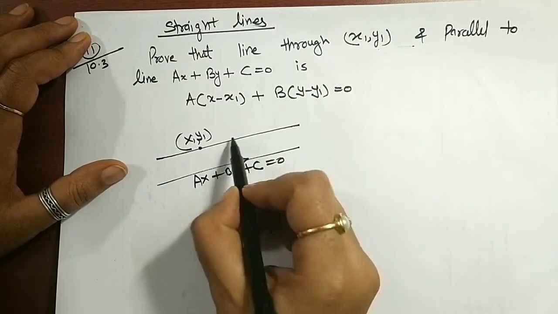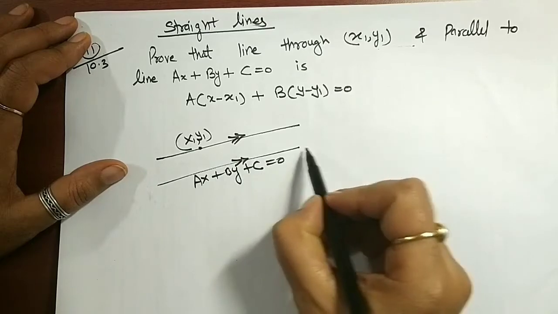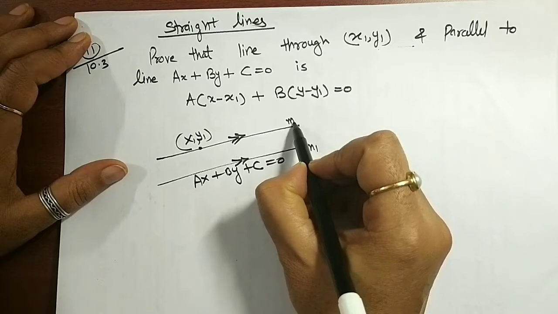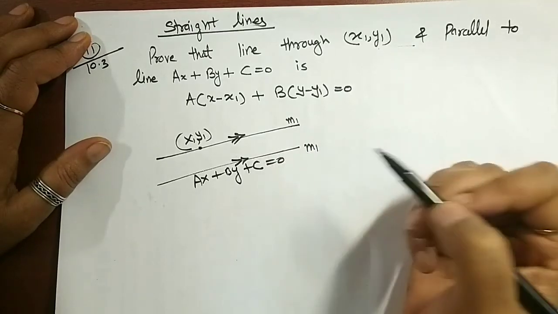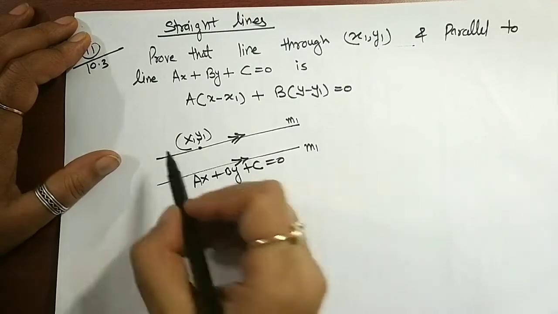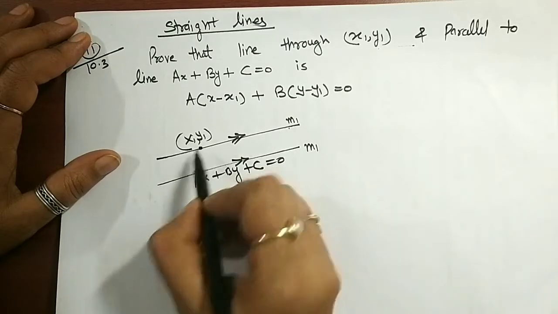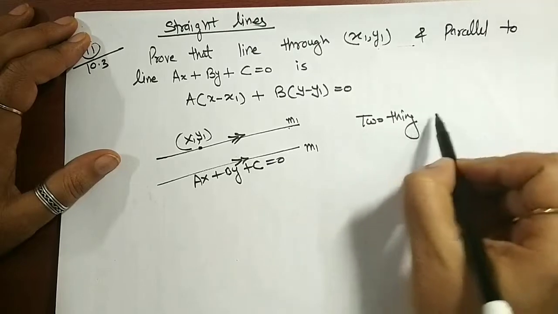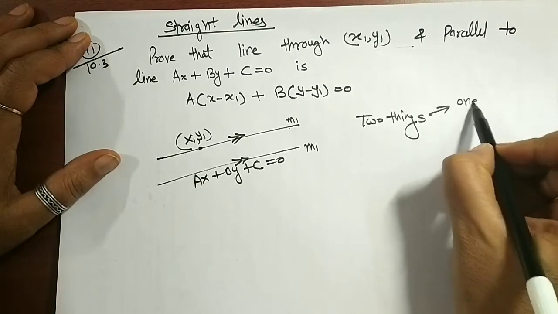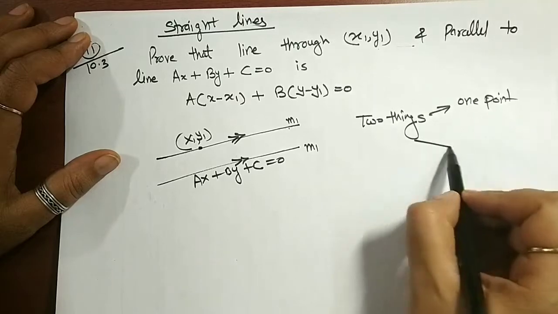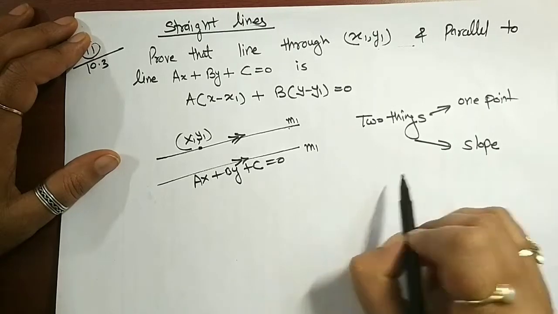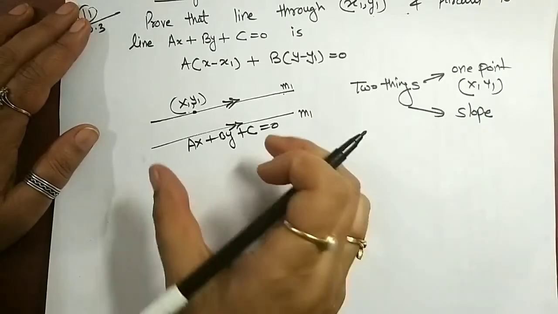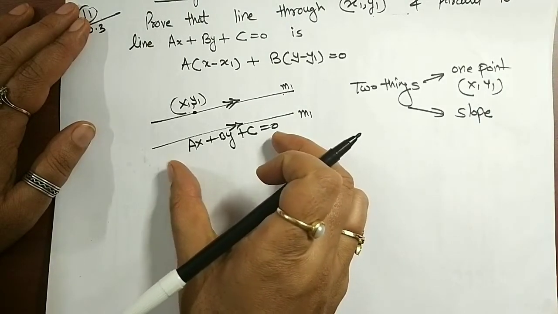If these two lines are parallel, so what will happen? The slope of this line, suppose m1, the slope of this line will also be m1 if they are parallel, right? So for the equation of any line, we need two things. What do we need? Usually we need one point, and the second thing we need is the slope. One point is given, which is (x1, y1), and the slope we can take from here.